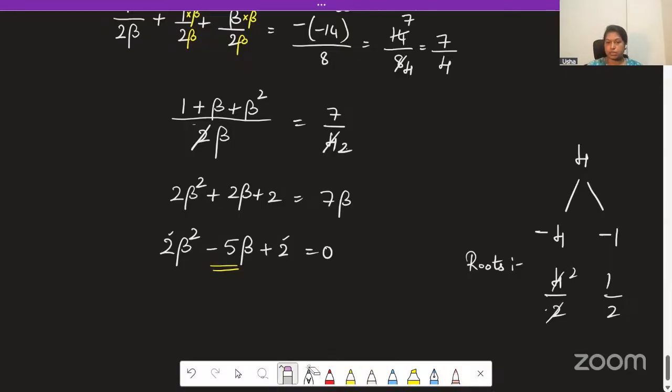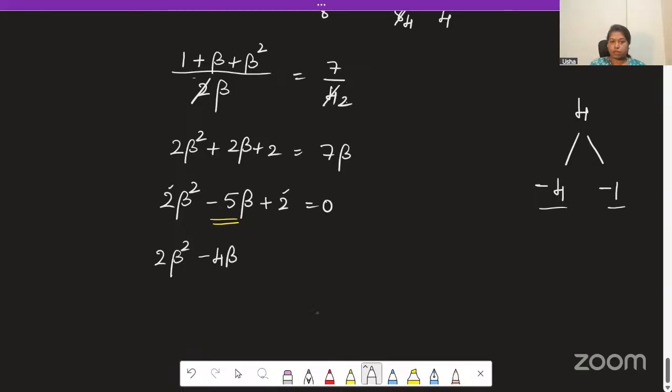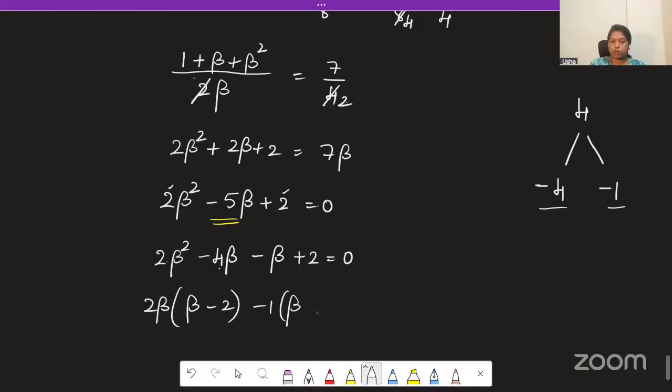Directly you can write like this, or if you cannot remember, minus 5 beta, will split it as 4 beta and 1 beta, and we will simplify this. 2 beta square minus 4 beta minus 1 beta plus 2 equals to 0. Here 2 beta is common. We get beta minus 2. Here minus 1 is common. We get beta minus 2.